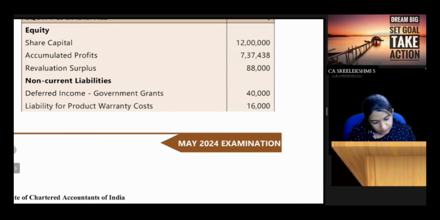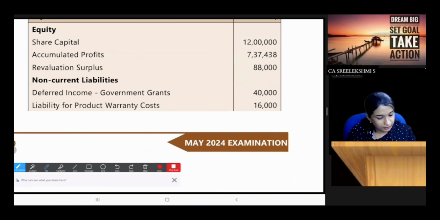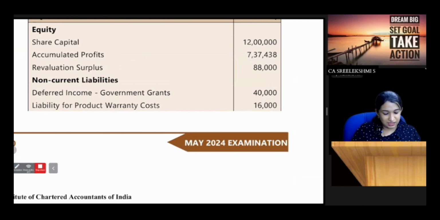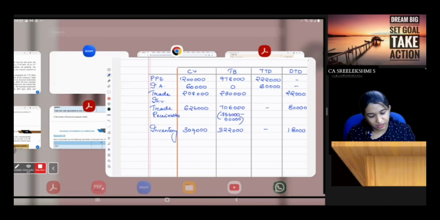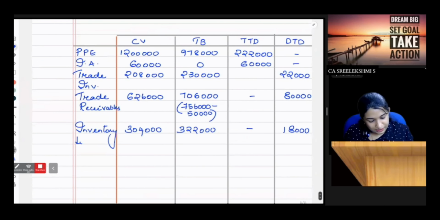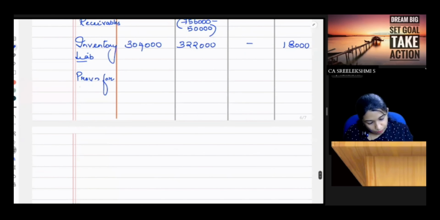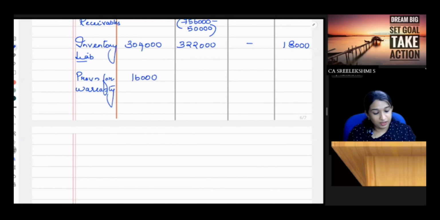So there is a liability for product warranty. Created, then paid, balance is 16,000. But such a 16,000 amount is not there in tax records. So liabilities, provision for warranty. Carrying value is 16,000. Tax base is 0.